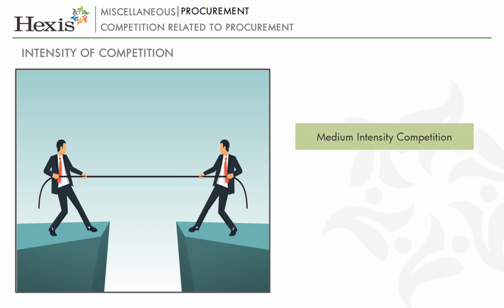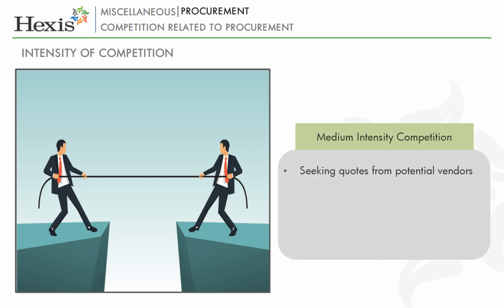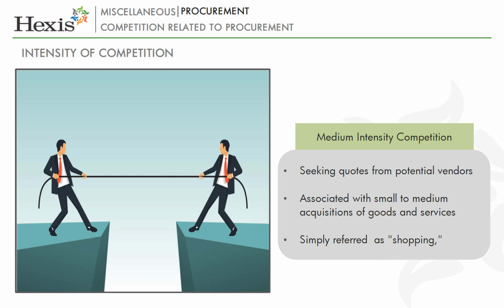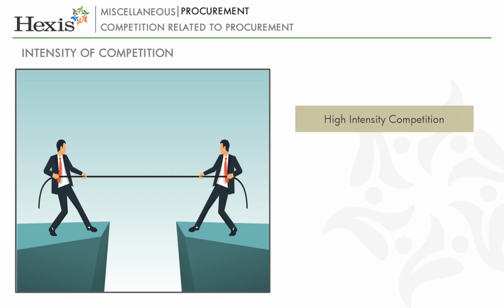With medium competitive intensity, a procuring organization normally seeks quotes from potential vendors. This category of procurement tends to be associated with small to medium acquisitions of goods and services. In a process sometimes referred to simply as shopping, an organization selects and obtains quotes from two or more potential vendors. The third and most intense category of procurement competition applies to major procurement actions, for which sealed bid tenders are common.